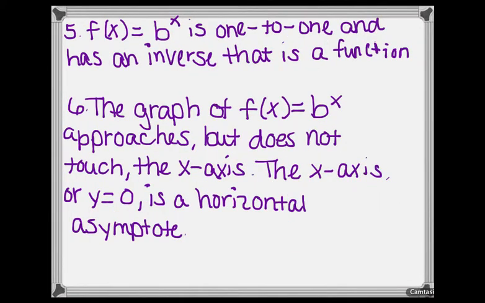f of x equals b to the x power is one-to-one and has an inverse that is a function. The graph of f of x equals b to the x power approaches but does not touch the x-axis. The x-axis, or y equals 0, is a horizontal asymptote.